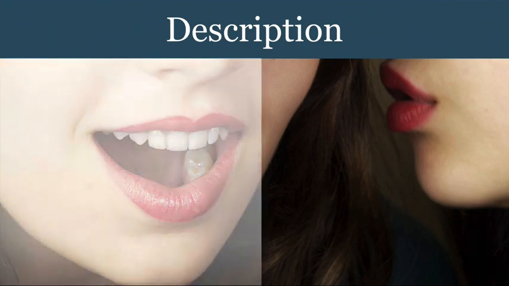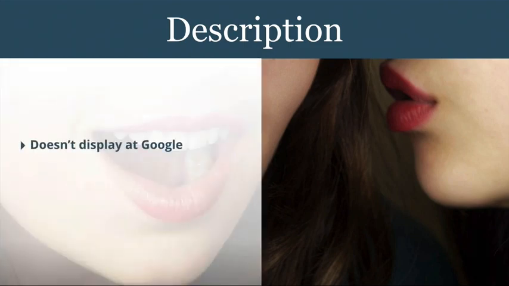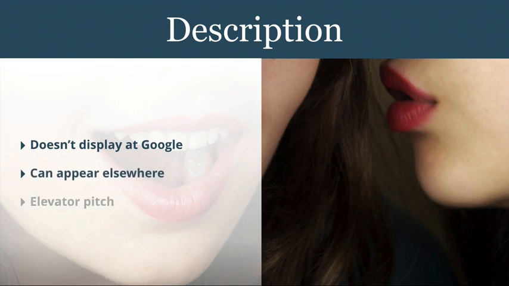There is a description field where you can talk a little bit about your business and your services and what you do. It actually does not display at Google, even though Google asks you to put in a description. However, it can appear elsewhere. And the way you should think about your description is it's a simple elevator pitch. Why are you important? What kind of services do you offer? Who do you serve? That kind of thing.